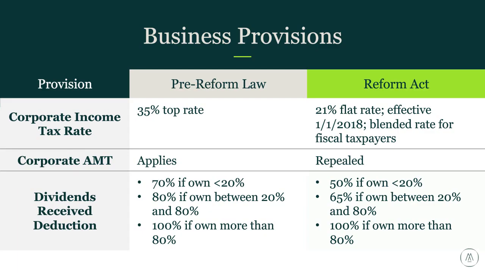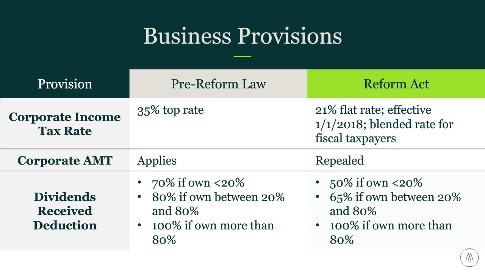The first, and probably one you're familiar with because it receives so much press in the tax law, is the new tax rate for corporations. The corporate tax rate is going to drop to a flat 21% rate from the current graduated rates that top out at about 35%. Now, importantly, fiscal year taxpayers will need to use a blended rate for the year that includes January 1st, 2018, which is based on the number of days before January 1st, where the old rates would apply, and the number of days after January 1st, where the 21% rate would apply.